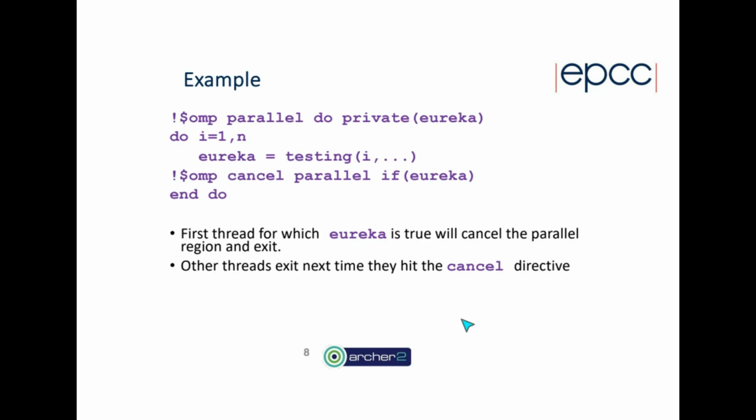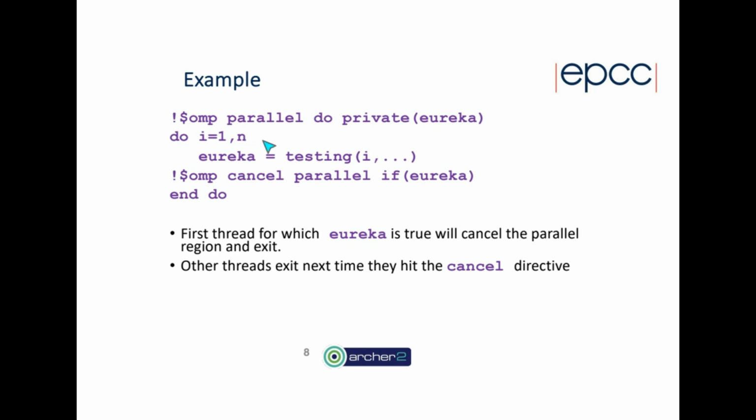So a possible use case might be something where you want to do a parallel search, but you're only interested in finding the first occurrence of something. And then once you've found one occurrence of whatever you're searching for, you're done, and you want all the other threads to stop searching. So you might do something like this.